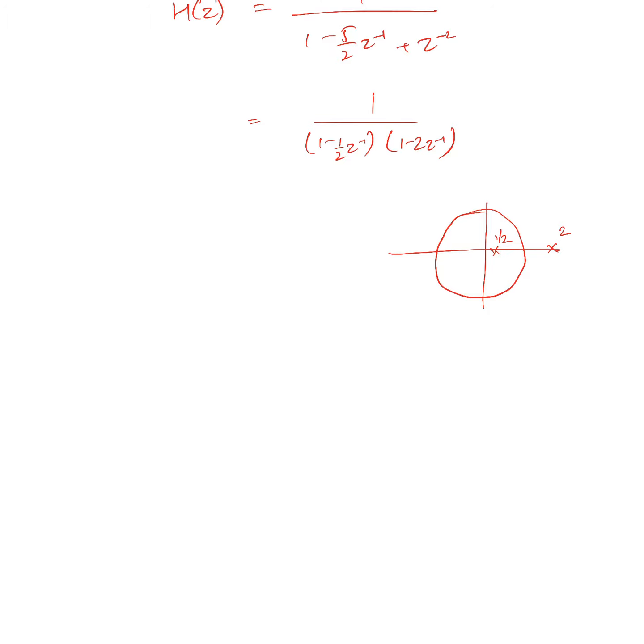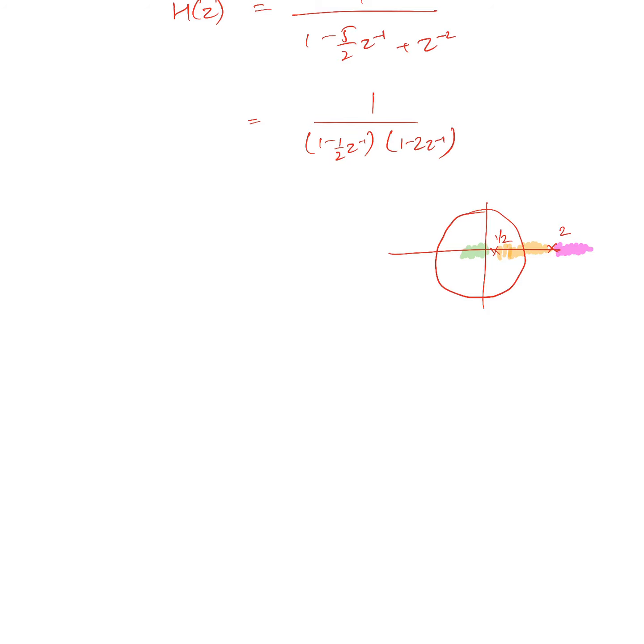Okay, so now there are three regions. One region lies between these two pole locations, another region lies outside the outermost pole, and the next region is inside the innermost pole.